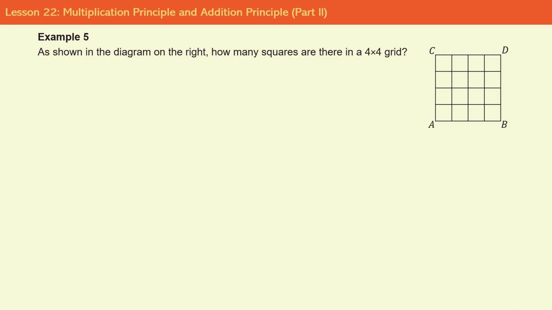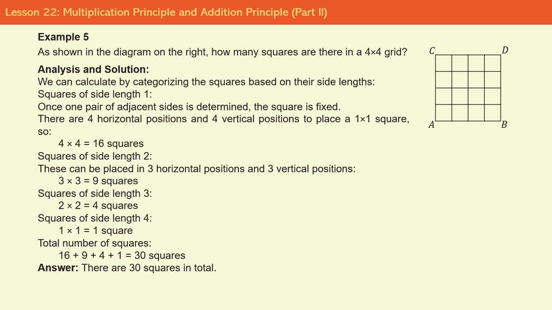Example 5, as shown in the diagram on the right, how many squares are there in a 4x4 grid? We can calculate by categorizing the squares based on their side lengths. Squares of side length 1. Once one pair of adjacent sides is determined, the square is fixed. There are 4 horizontal positions and 4 vertical positions to place a 1x1 square. We have 4 times 4 equals 16 squares.